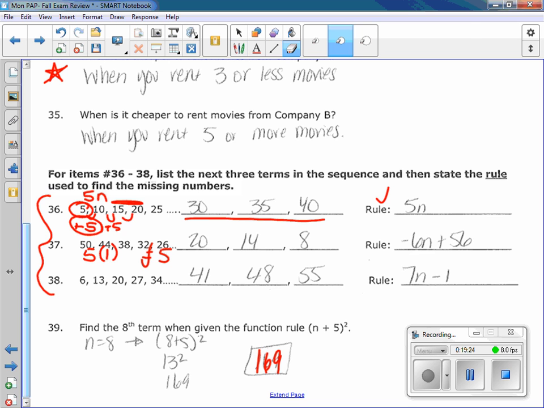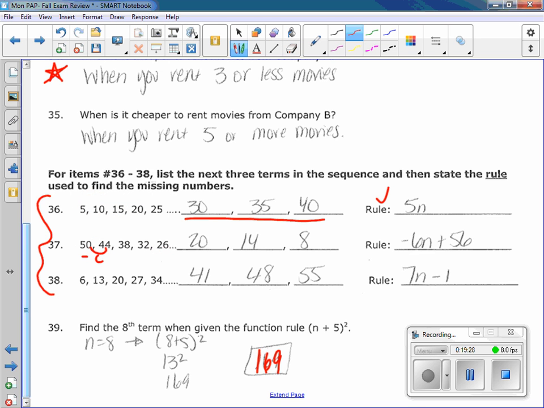However, when you look at the next one, this one's going down by 6 each time, which means in front of my variable I have a -6. So when I plug in 1, -6 times 1 is -6. But my chart says it should be 50. So how do I get from -6 to 50? I add 56, which is where this part came from.